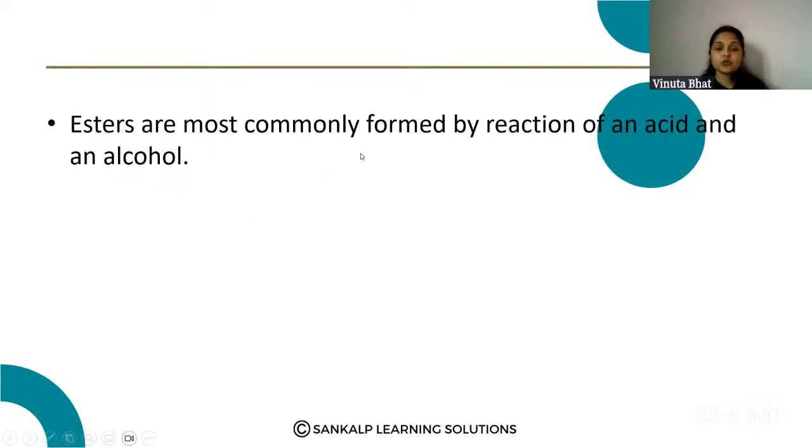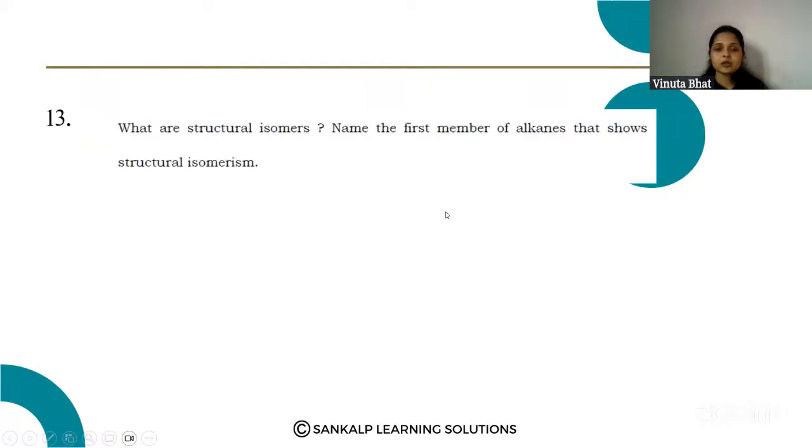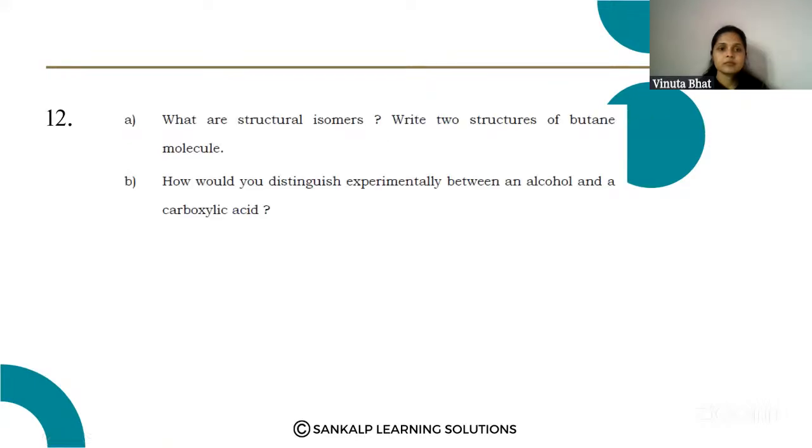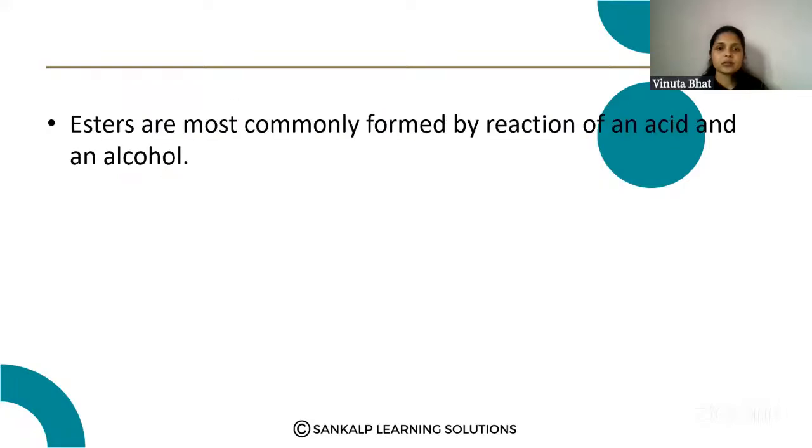Esters are most commonly formed by the reaction of acid and alcohol. But carboxylic acids are not formed by the reaction of acid and alcohol.